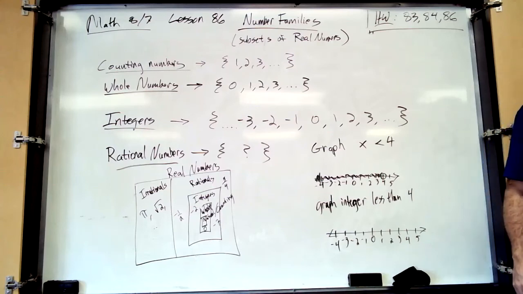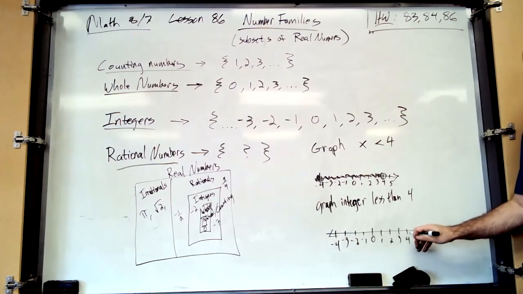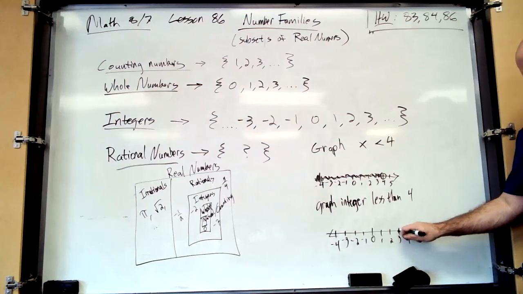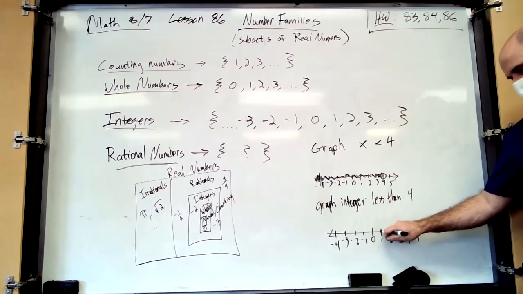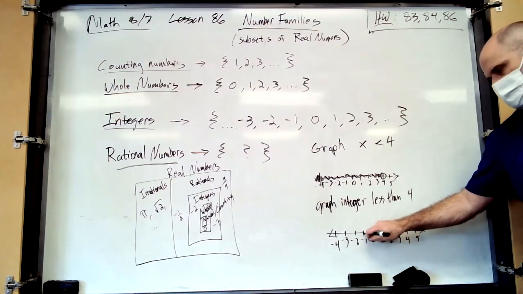Okay, so you're getting closer. We just want to plot the integers. So we're just going to put dots on all the integers less than 4. What integers are less than 4? Adeline? 3, 2, 1, 0, -1, -2. Yep, and keep going because they're integers.